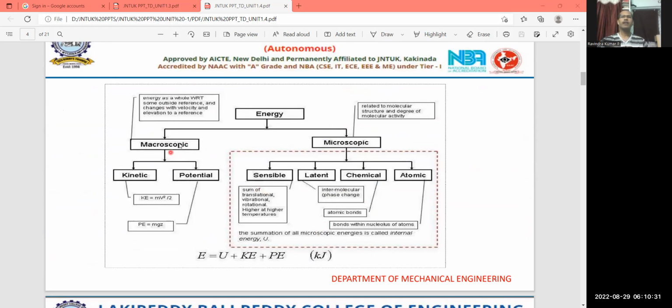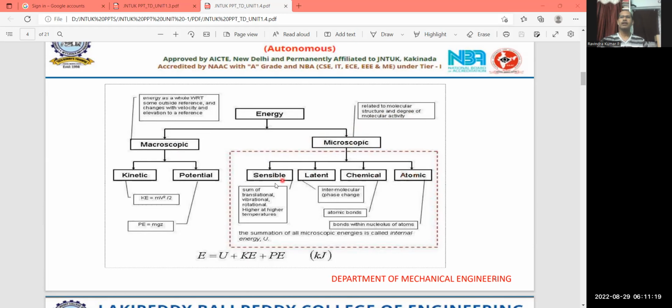The macroscopic energy is the energy as a whole with respect to some outside reference point or outside surroundings, and the change in velocity and elevation relative to a reference. For example, kinetic energy and potential energy we will consider as macroscopic energy. Now coming to the microscopic energy. This is energy associated at the molecular and atomic structure level, related to the molecular structure and the degree of molecular activity. The microscopic energy can be classified as sensible energy, latent energy, chemical energy, and atomic energy.